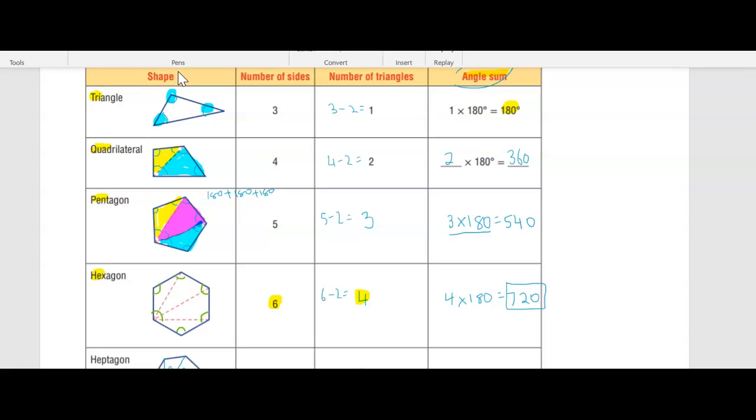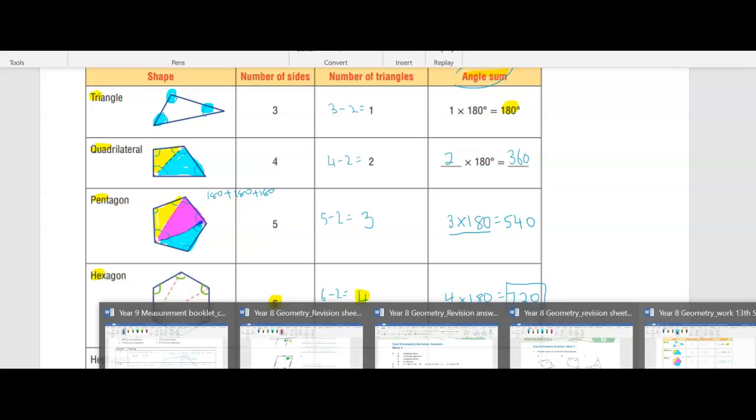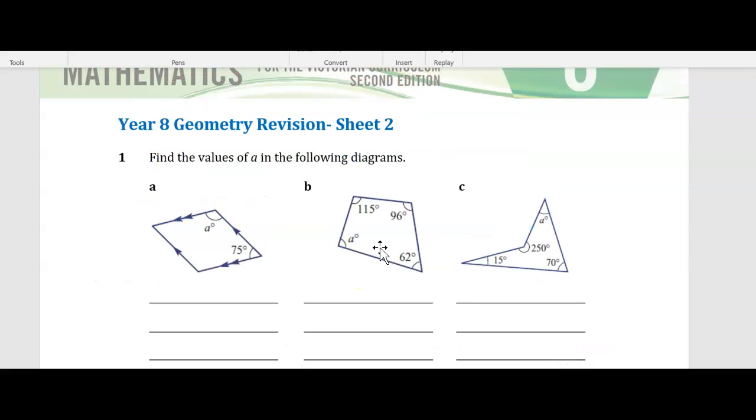So we know in a triangle they add up to 180, but as we move through the shapes, we're adding on 180 each time. So a three-sided shape, all the angles have to add up to 180. In a four-sided shape, all the angles have to add up to 360. In a five-sided shape, they have to add up to 540, and so on. So let's go back to the sheet. We probably don't need to do that for each question.